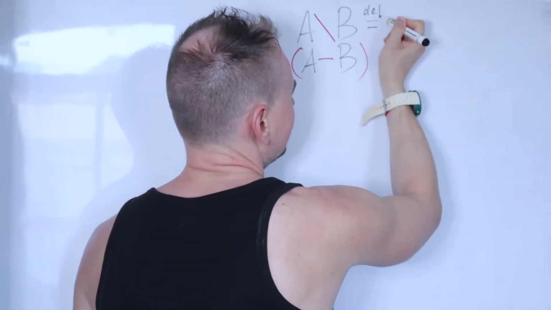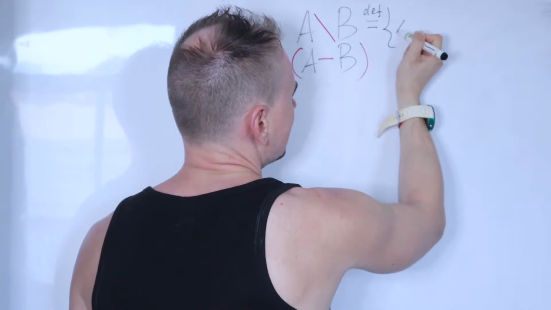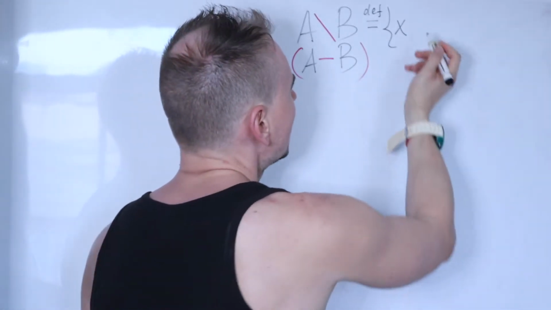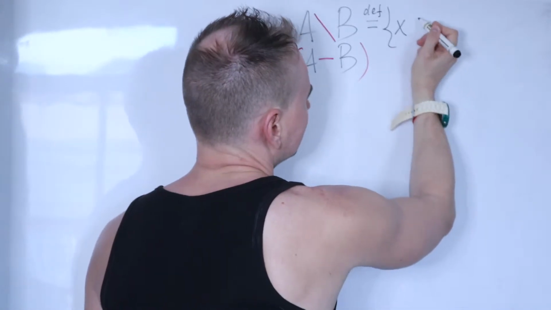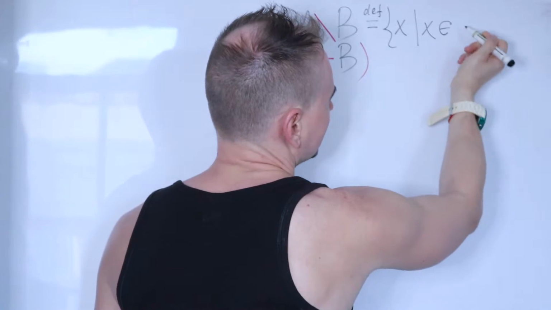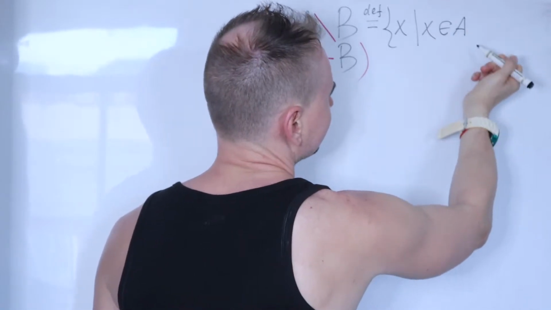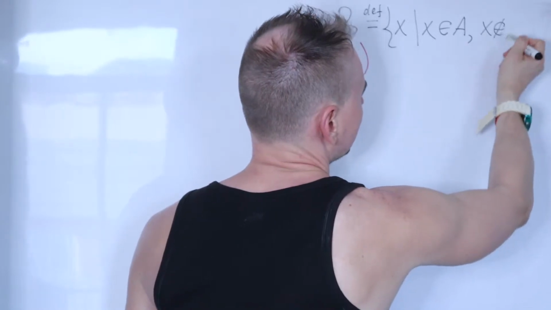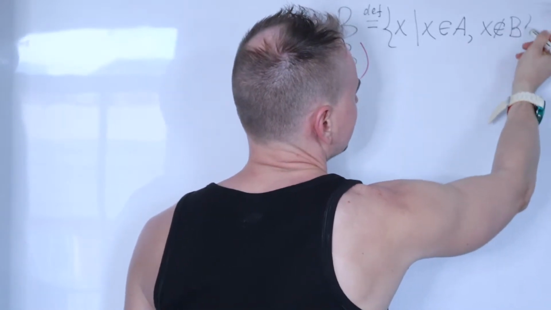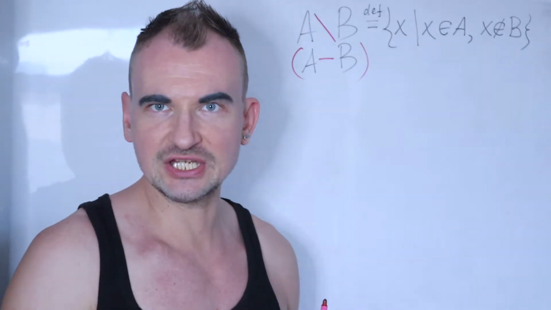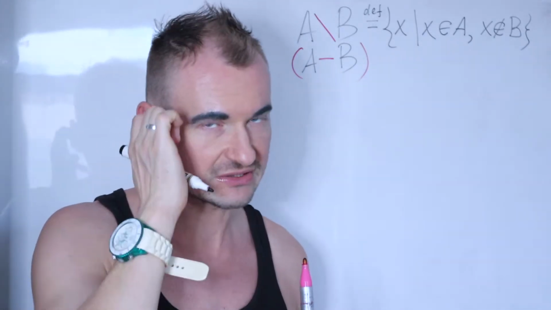So let's write down this definition. It's equal by definition to the set consisting of all elements, let's call them x, such that x belongs to A but does not belong to B. So this is the definition of the difference.